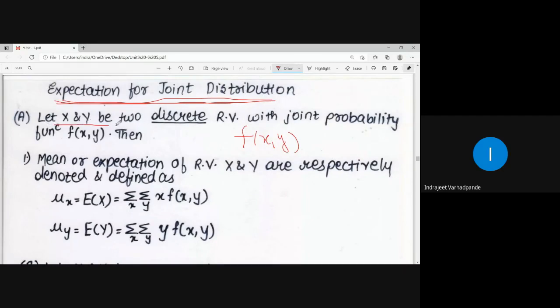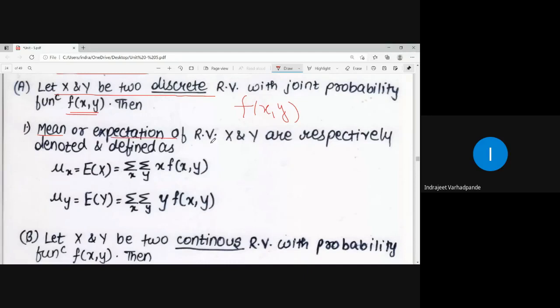So assuming that X and Y are two discrete random variables with a joint probability function f of xy, then the mean or expectation of random variables X and Y are respectively defined and denoted separately. It is mu X, which will give you expectation of X: summation over X, summation over Y, X multiplied by f of xy. See, in calculation of expectation of X, always we are multiplying X with the probability function.